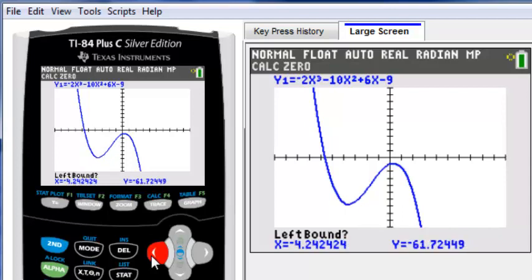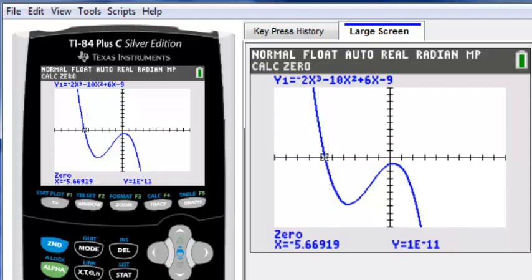So I've got to go to the left of that x-intercept. So again, think about a vertical line through that. Go to the left side of it. Press enter. Now go to the right side of it and press enter. And now move between those markers and press enter.